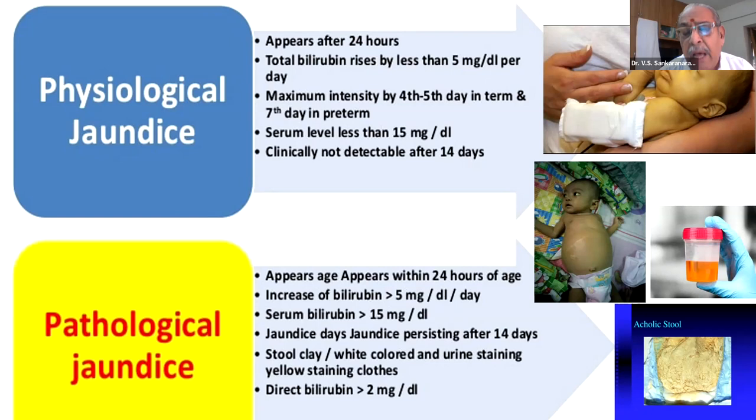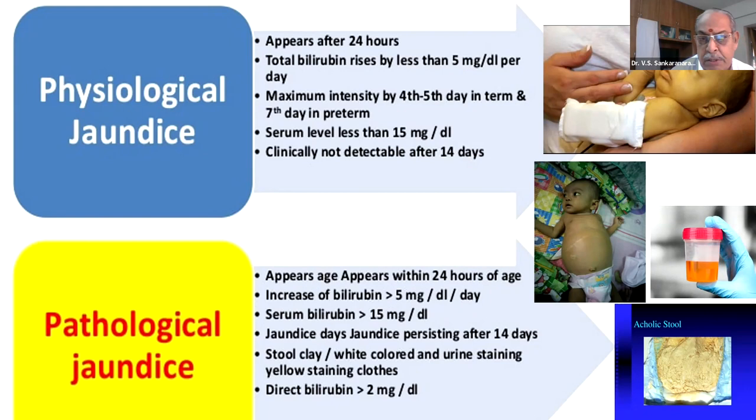If the jaundice appears after 24 hours, if the rise of serum bilirubin is less than 5 milligram per deciliter per day, reaching the maximum probably by the end of the week, and clears by 14 days with no sequelae, the child is well and taking breastfeeding, and serum bilirubin is invariably less than 15, fine, it is physiological jaundice. In contrast, if the jaundice appears even within the first day of life, the rise of bilirubin is very high and faster, more than 5 per deciliter, and total bilirubin may be very high, more than 15, and the jaundice usually lasts for more than 14 days.